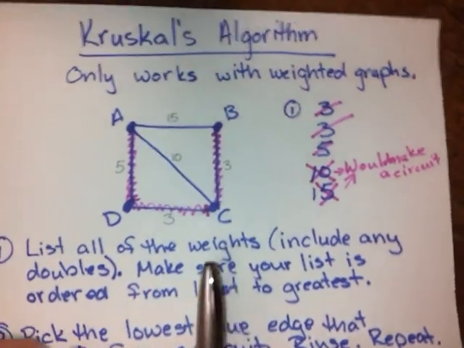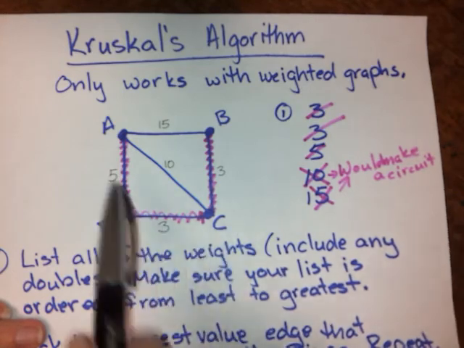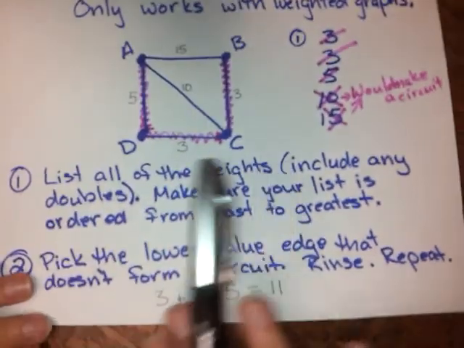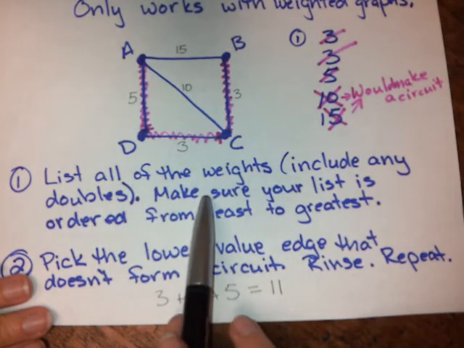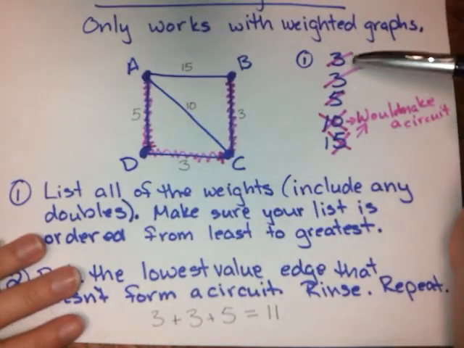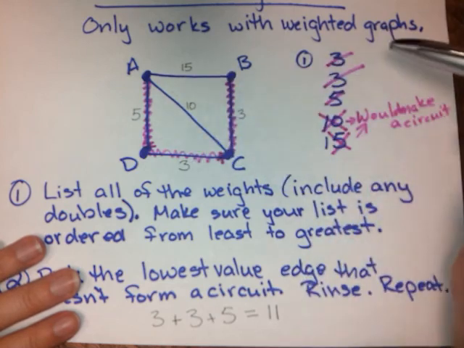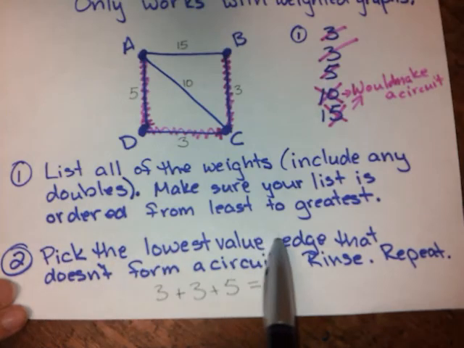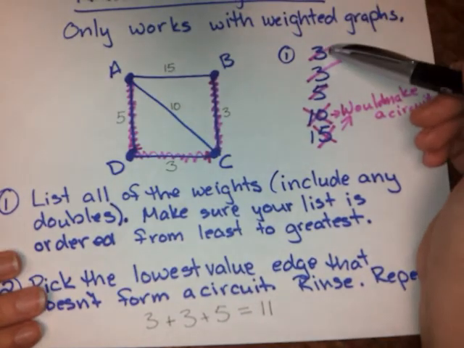So we'll go over this again. Kruskal's algorithm only works with weighted graphs. It just doesn't even begin to make sense for graphs that don't have weights, because we need the weights to make our list. Okay? So the first thing you do, list all of the weights and include any doubles, and make sure your list is ordered from least to greatest. So we had 3, 3, 5, 10, 15. I included my doubles, all of the weights were listed in order from least to greatest. And the second part, pick the lowest value edge that doesn't form a circuit, and then do that over and over again.